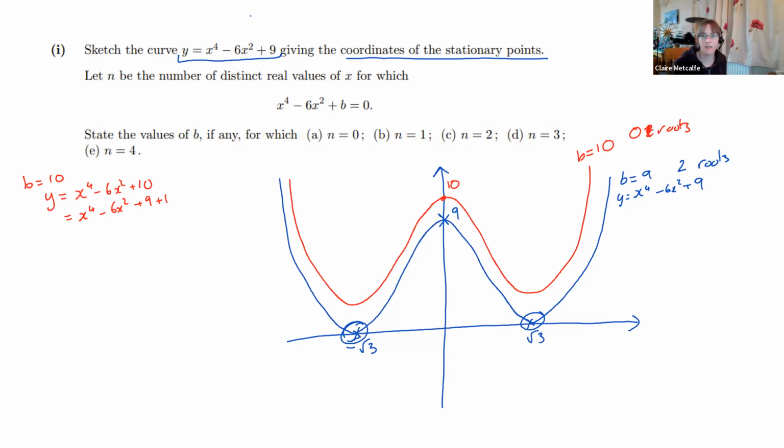Okay, let's take a slightly smaller value of b. So if we say took b equals 8, then this would go down by 1. And you can see, it's not a brilliant picture, but when b equals 8, we've gone from 2 roots to 4 roots.